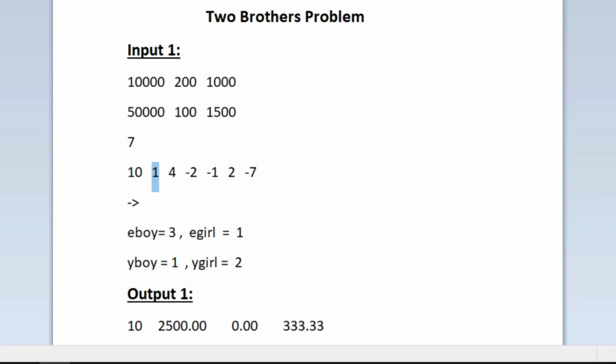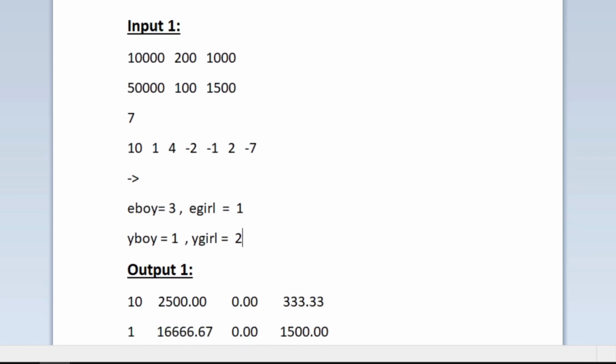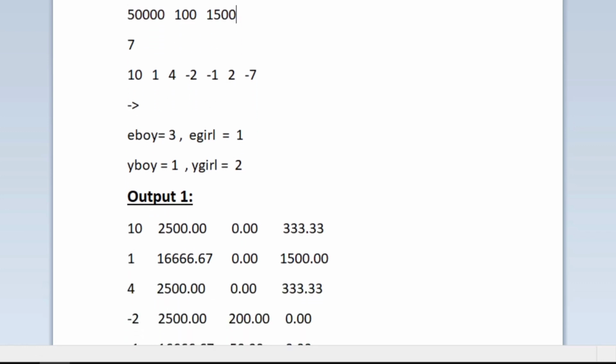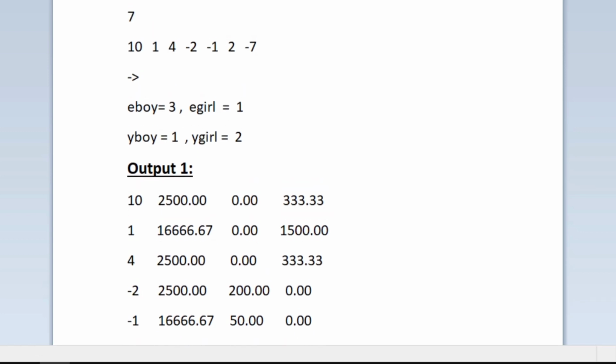Similarly, we have to calculate the number of boy children and girl children for the younger brother. For boy children the condition is that it must be odd and positive, and for girl it must be odd and negative. Like this we have to calculate the number of boy children and girl children for the younger brother and elder brother. Now we have to divide the property and print it as our output.